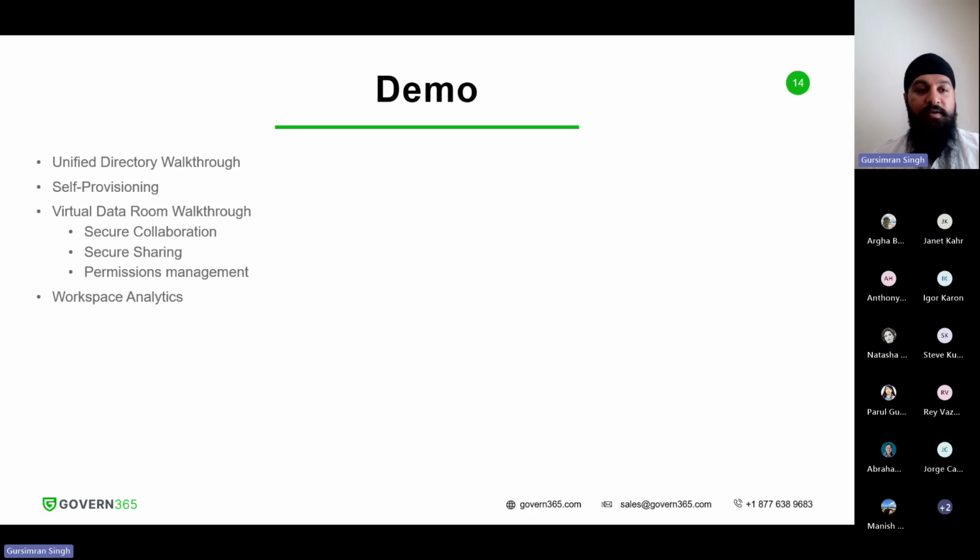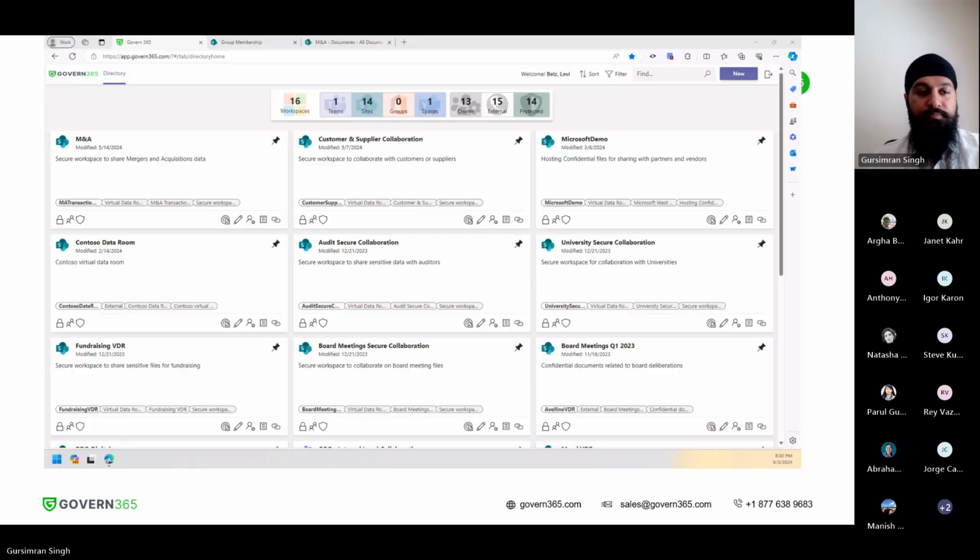Okay, so we have the demo here. We're going to be talking through the Unified Directory workspace and the self-provisioning, the virtual data room walkthrough, in using secure collaboration, secure sharing, and permissions management. And then lastly, we'll end off with the workspace analytics. Okay, so this is just going to be a pre-recorded video that I made earlier just to save some time, and we're going to start it off.